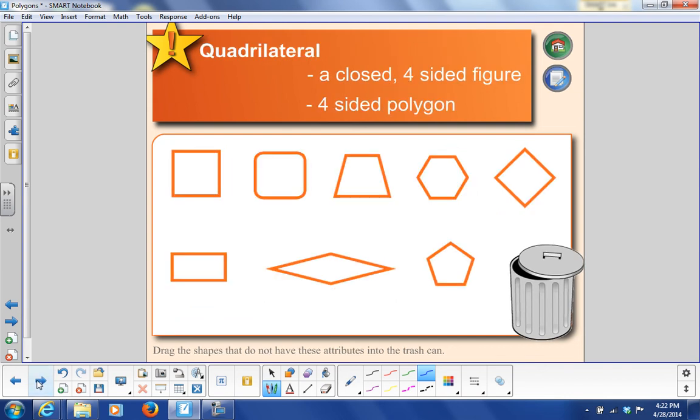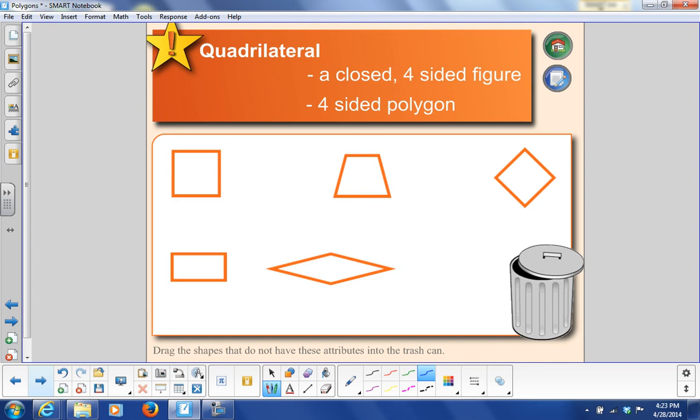All right, a quadrilateral is a closed four-sided figure, and it's a four-sided polygon. Okay, a closed four-sided figure. So is there any one of these that are not four-sided? This one right here has got six. This one here has got five. The rest of these look like they have four sides. Okay. What about this one right here? This is kind of curved, so I would say it's probably not a side. And those look all good to me.